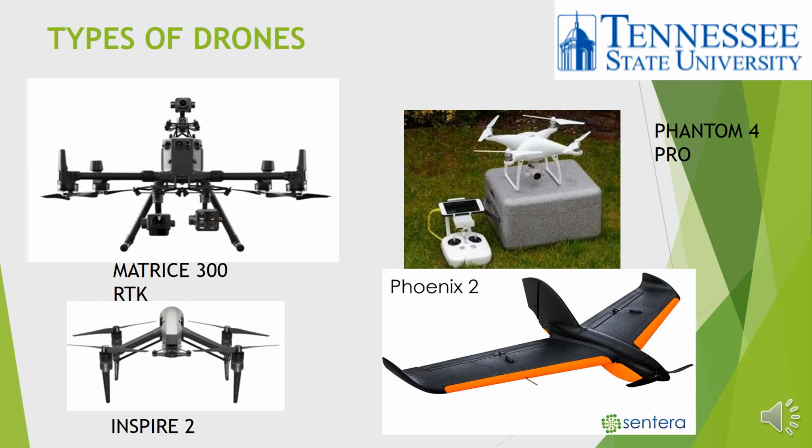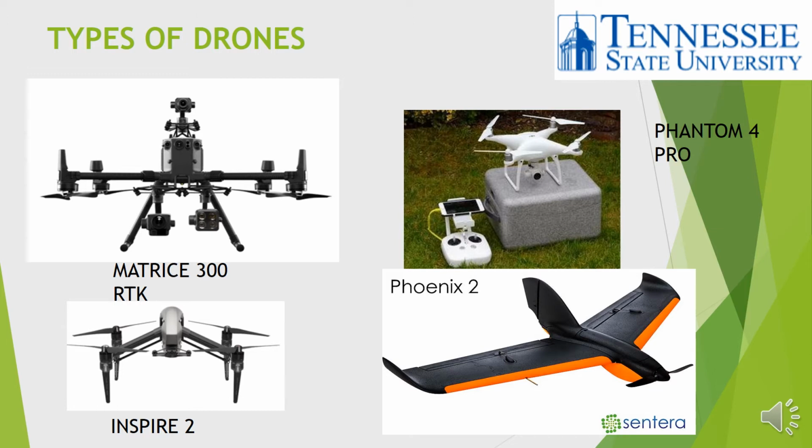Rotary drones are drones that look like helicopters, and they generally have 4 to 8 sets of rotating blades which are generally arranged in the central body or along the two opposite arms of the drones. An example of this: Matrice 300, Inspire 2, Phantom 4. If you look on the slide, these are rotary drones, because they have 4 rotating blades arranged around the central body of the drones.